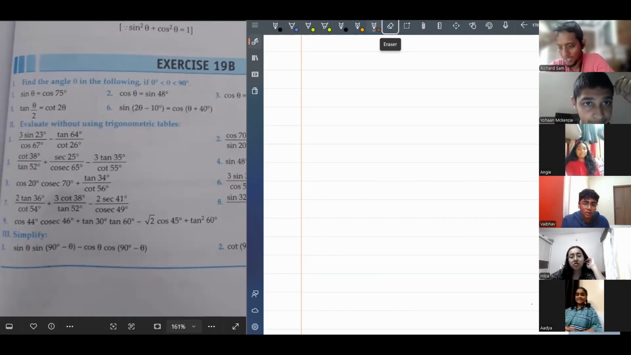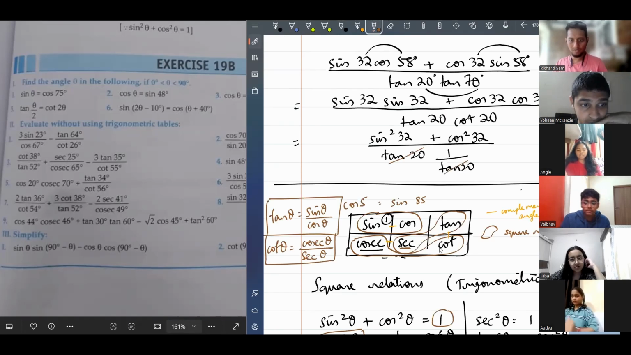1. Cos 60 degree? 1 by 2. Sin 60 degree? Root 3 by 2. Tan 45 degree? 1. Tan 30 degree? 1 by root 3. Yeah, correct. Okay, very good. See, you have learned the table now, right?